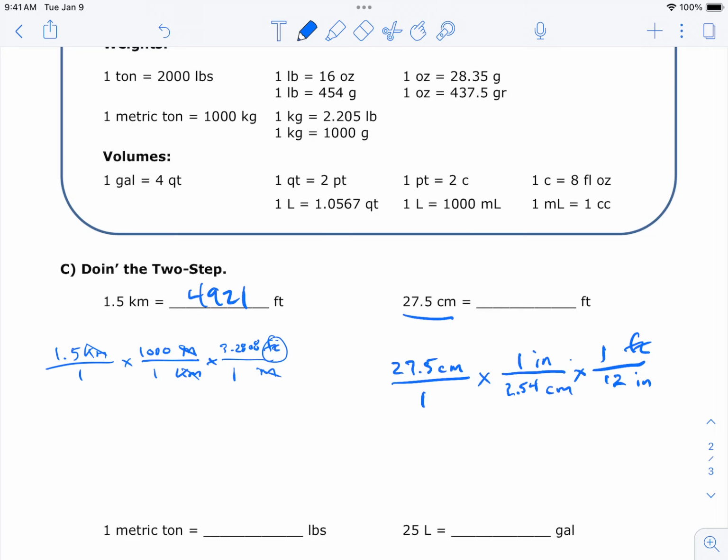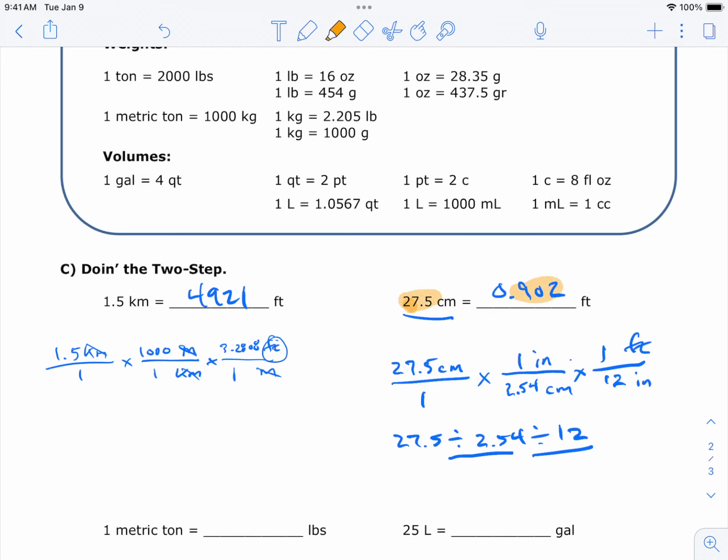Now, by the way, when you're doing these things on a calculator, you can save yourself a lot of time if you simply do it this way. When you have a bunch of fractions multiplied, you just multiply all the things that are on the top, and then one at a time, divide by that denominator, divide by that denominator. Just make sure you hit the divide every time. So if you enter this in, 27.5 divide by 2.54 divide by 12, equals, I'm getting something like 0.902 feet.